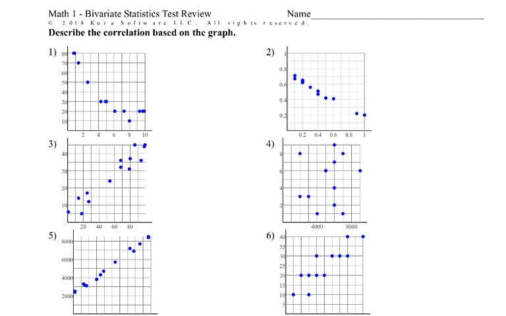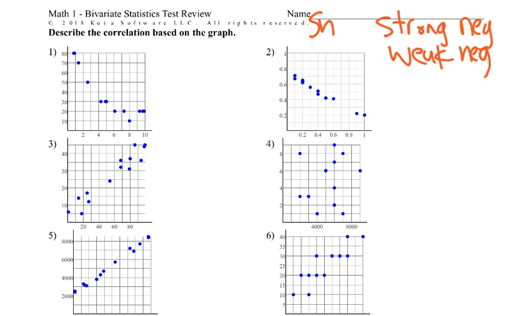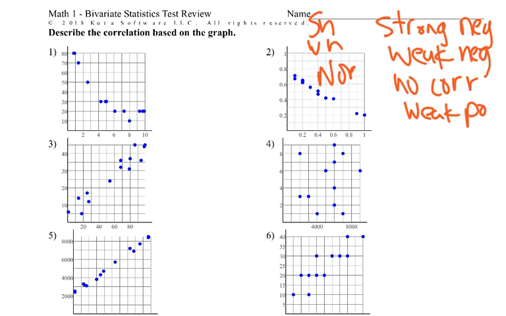So when we say describe, we're looking for these kinds of terms. You have strong negative, weak negative, which we can abbreviate as SN, strong negative, and WN, weak negative. No correlation, so that could just be none or no. Then we have weak positive, WP, and strong positive.